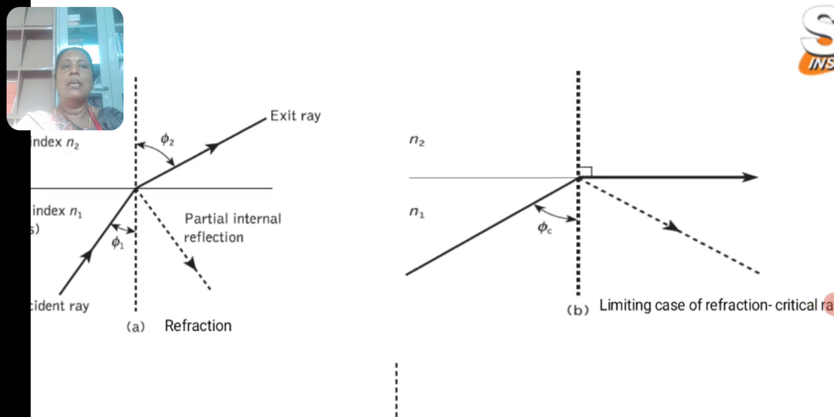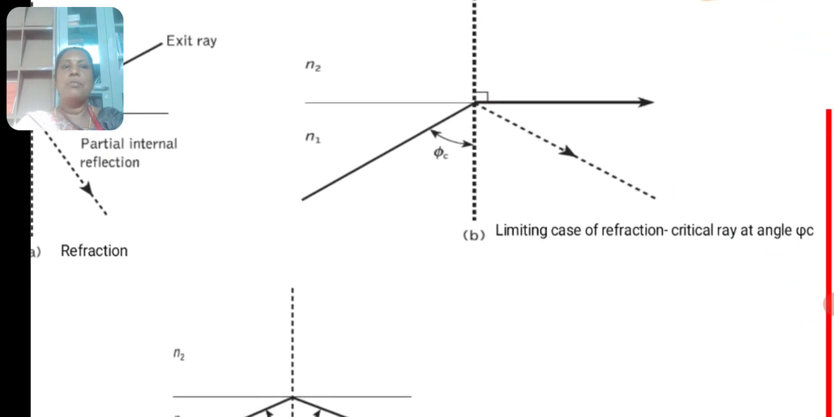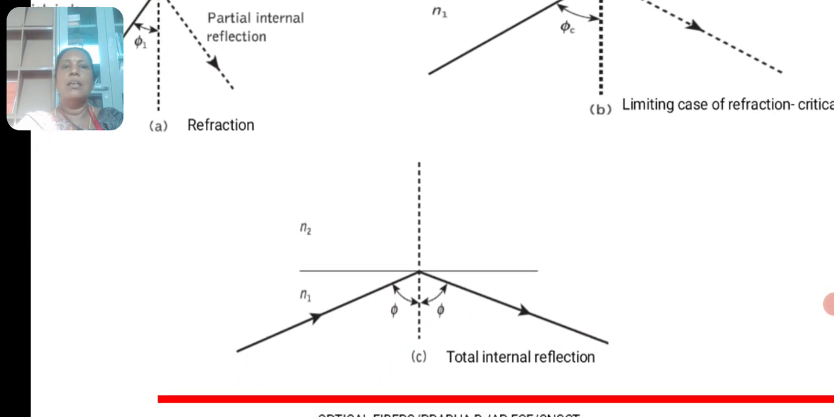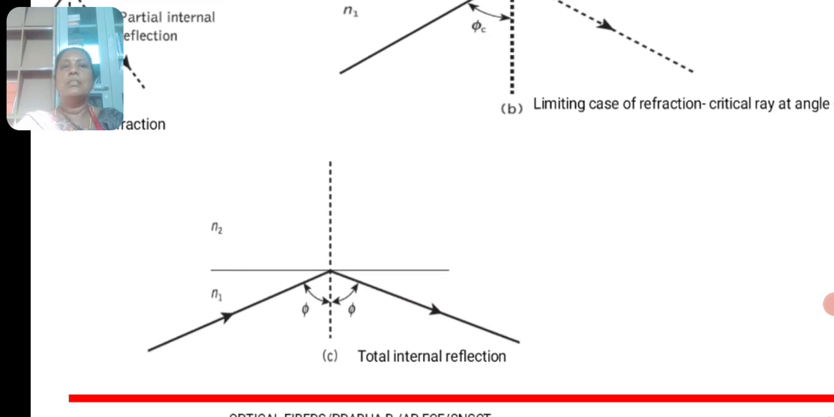And in the next diagram we can see the limiting case of refraction and the critical ray at angle phi c, and in the third diagram we can see the total internal reflection exactly, that is, the ray gets bent and is reflected back into the first medium, and this is total internal reflection.